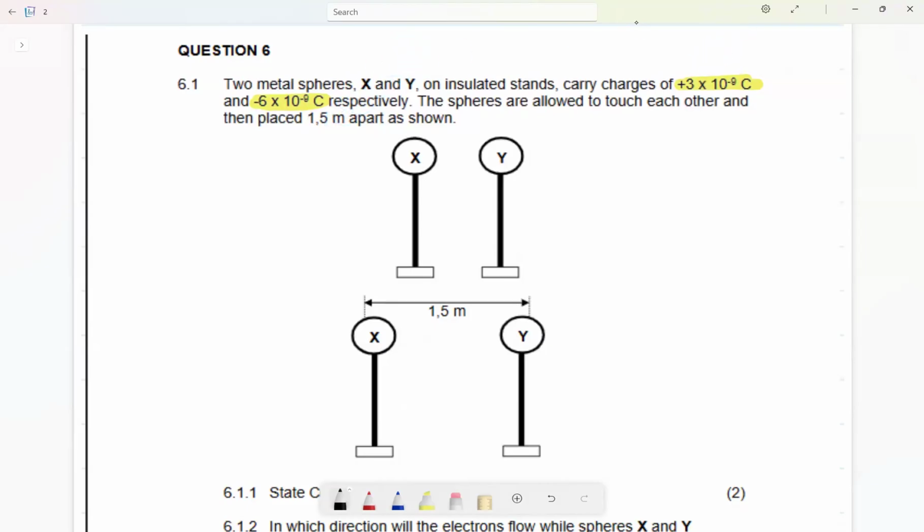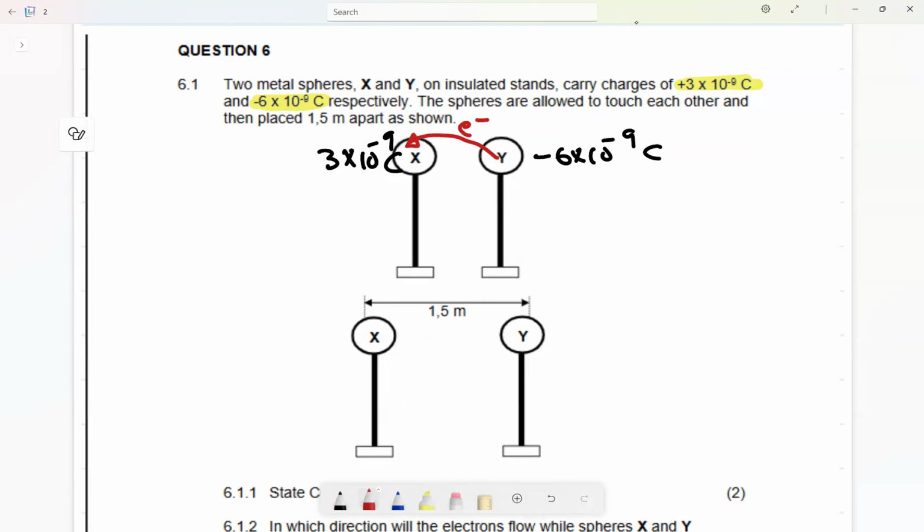Initially it is 3 times 10 to the power of -9 coulomb. This is -6 times 10 to the power of -9 coulomb. When this happens, if they are allowed to touch, there will be a transfer of electrons from the one that is more negative to the one that is less negative.